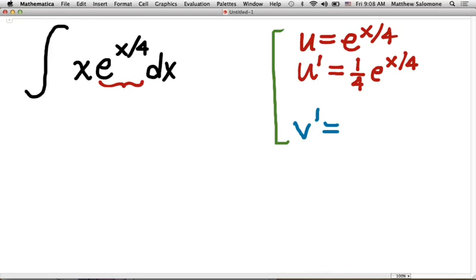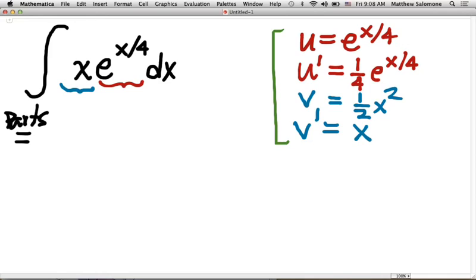Okay, so if we pick that for our u, then what does that make our v prime? x. And if v prime is x, then what is v? Yeah, x squared over 2. All right, so there are our pieces when we made this set of choices. And now again, running the integration by parts formula, we're supposed to get u times v minus the integral of u prime times v.